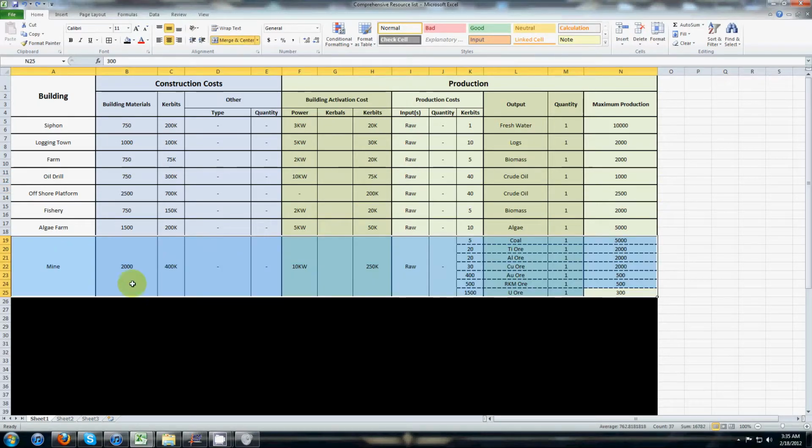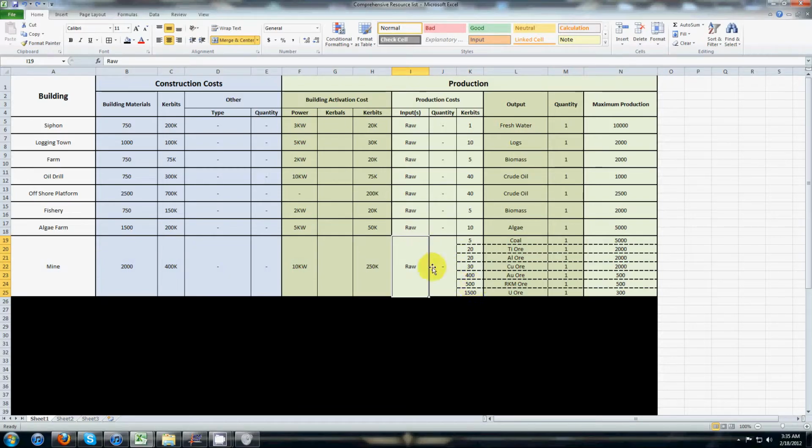Now the mine, which is also a raw output, simply has multiple things that it can actually produce. It can produce coal, which will feed into power plants that will allow your buildings to actually be activated. Titanium ore, aluminum ore, copper, gold, RKM, rare Kerbal metal ore, and uranium ore. All these things will be able to be pulled out of a hex, as they are raw, at a given price per unit up to a certain amount.